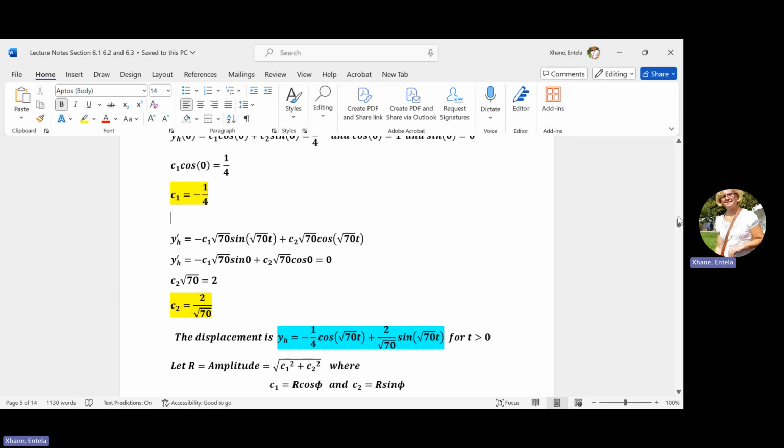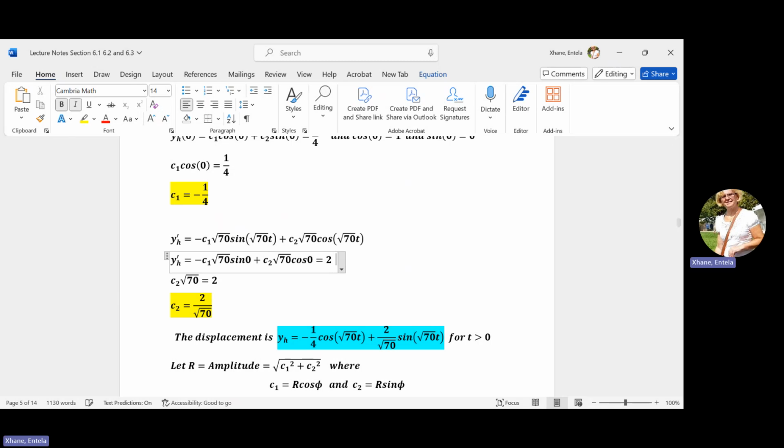So after we differentiate, we substitute. And then the first term will disappear because sine of 0 is 0. The second term, cosine of 0 is 1. So we get C2 square root of 70 equals 2, not 0. There's another typo in there. No, right there.